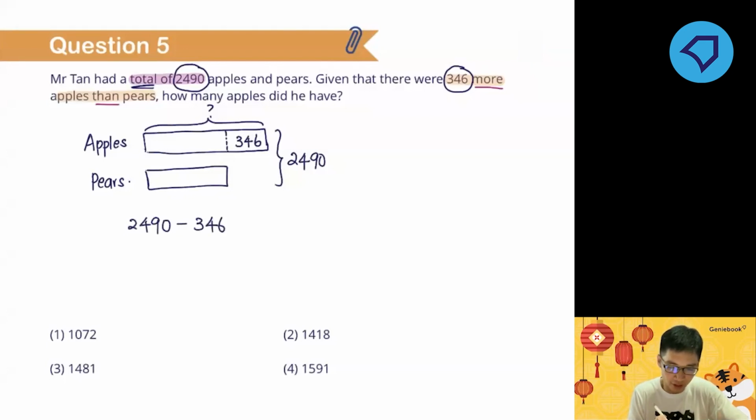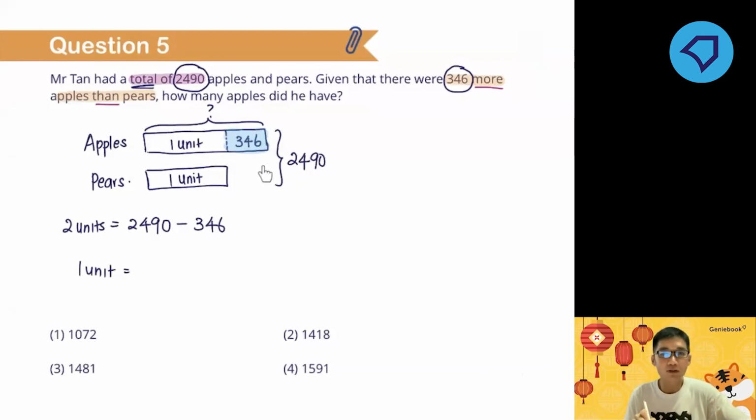Okay, so let's get rid of this part first. After I remove this part from the model, what do I see? I have these two equivalent blocks. Let's call this one unit, and this also is one unit. So I have now two units. These two units here will be your 2,490 minus 346.